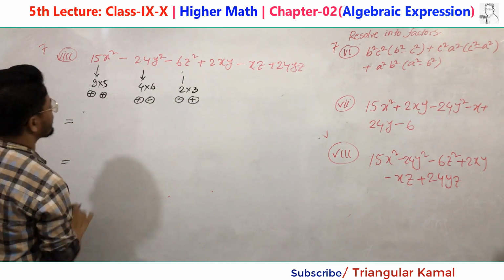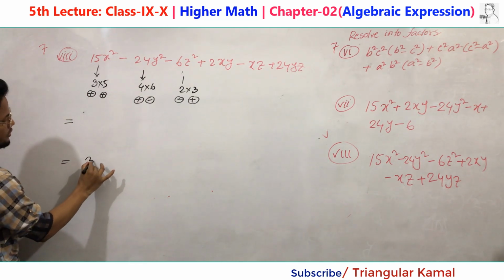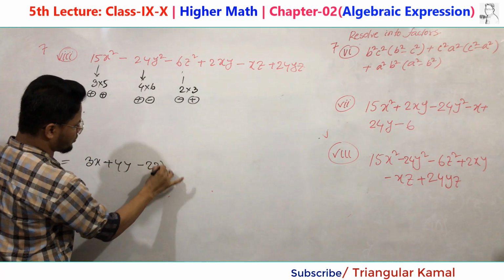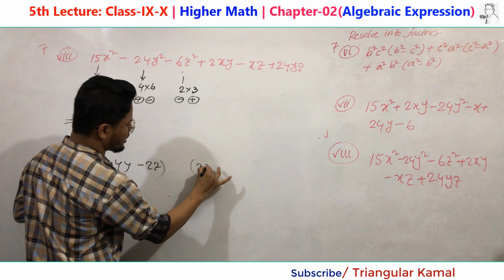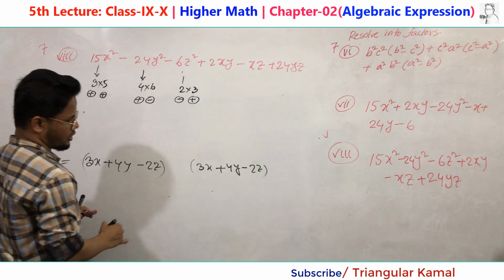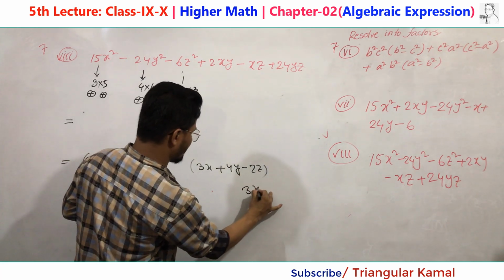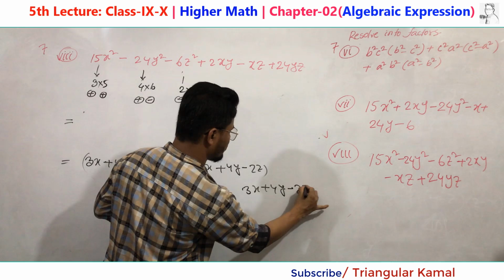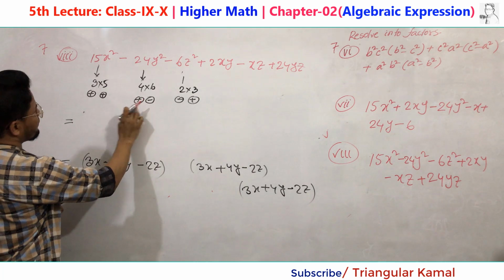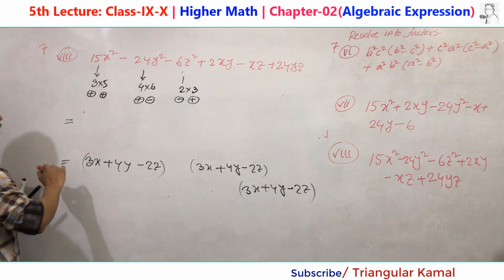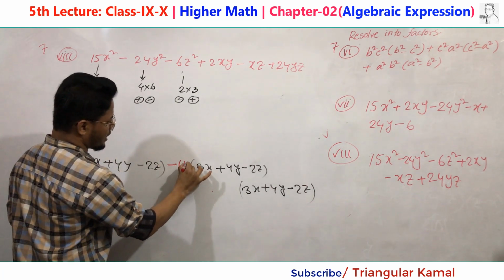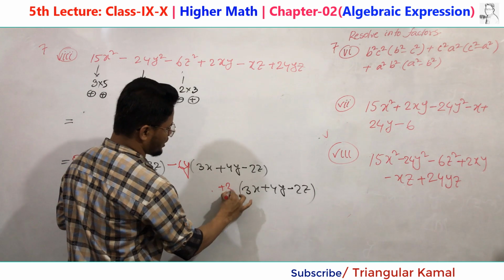Now first write here 3 times x plus 4 times y minus 2 times z. Again 3x plus 4y minus 2z, and the final one again 3x plus 4y minus 2z. Just taking the 3 times, first 3 factors. Now multiply with the second part: 5 times x minus 6 times y plus 3 times z.